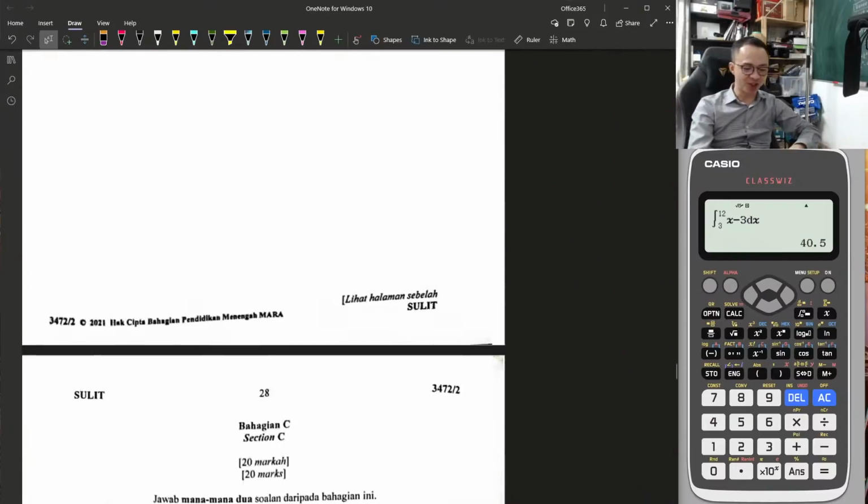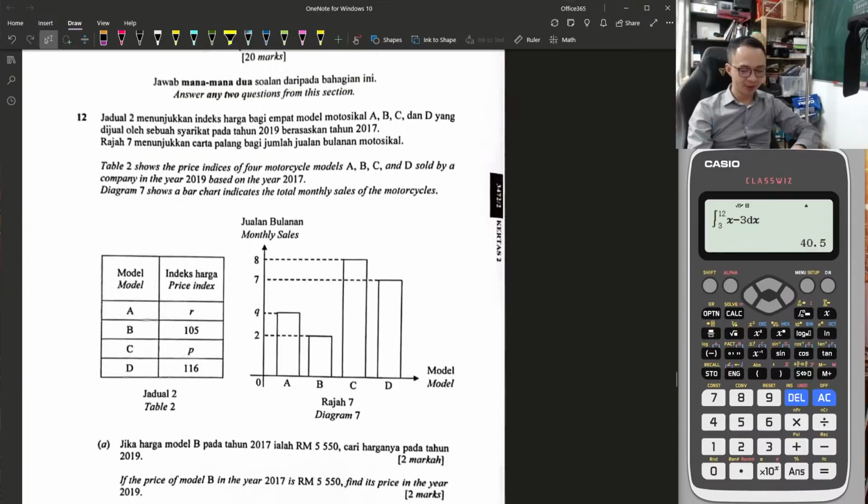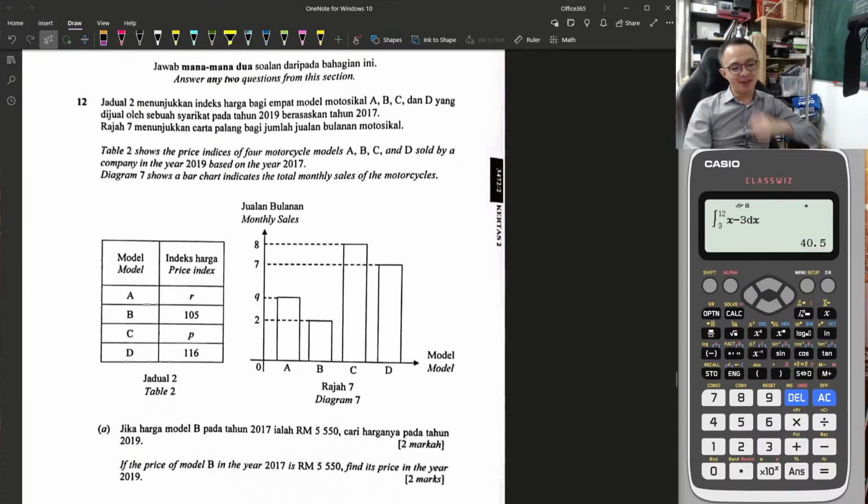Okay, next question. Section C already. I think I will do 3 questions. I will skip the linear programming. If you are a student who chose linear programming, I'm sorry to you. But yeah, I will just do anything but linear programming.